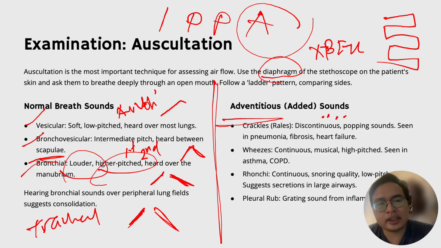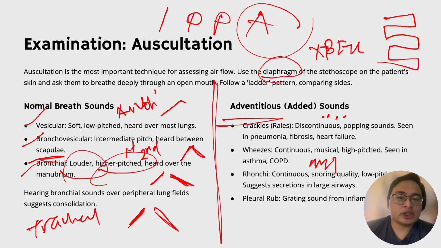In contrast, you could hear wheezes, which are more musical. Think of them as dashes. Dashes are seen in obstructive lung diseases such as asthma and chronic obstructive pulmonary disease.